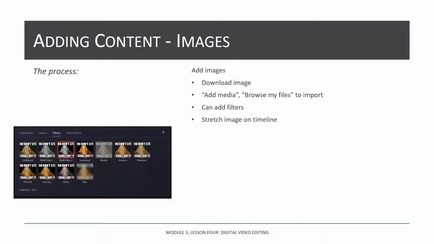One quick feature to note is that you can also add images to your media library and insert them on your timeline. To do this, simply download an image you want to use and add it with Browse My Files. Drag it to the timeline and click on it to adjust the image. You will see an image menu where you can add filters to the image, and you can adjust how long the image appears in your project by stretching the image on the timeline.